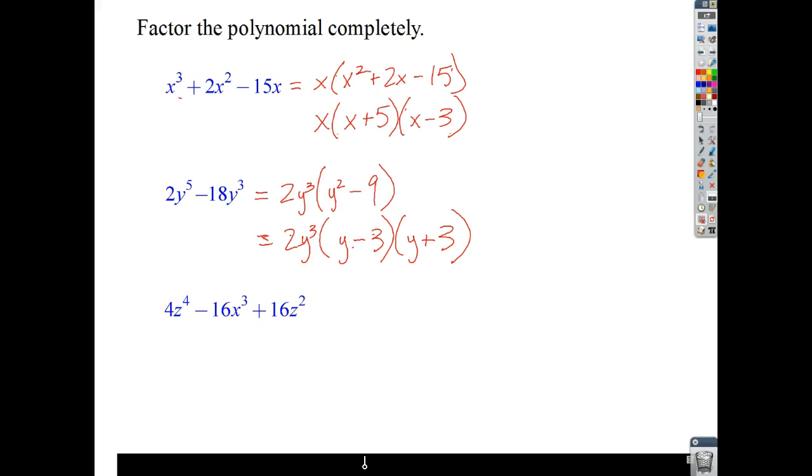Okay, hopefully looking at this, you said, I see a common factor of 4z squared. Okay, and let's see what's remaining. I've got z squared minus 4, whoops, that says x, that should be a z here. Let's make that a z.